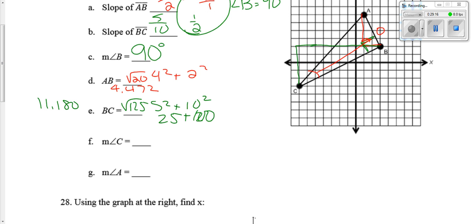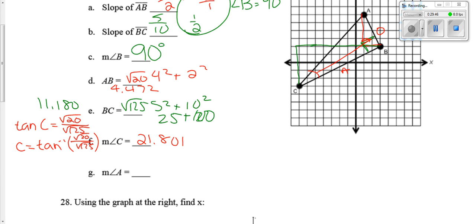So then for angle C, AB is my opposite, BC is my adjacent. So for C, the tangent of C is going to be the square root of 20 over the square root of 125. So C equals tangent inverse of square root of 20 over square root of 125, which is 21.801.